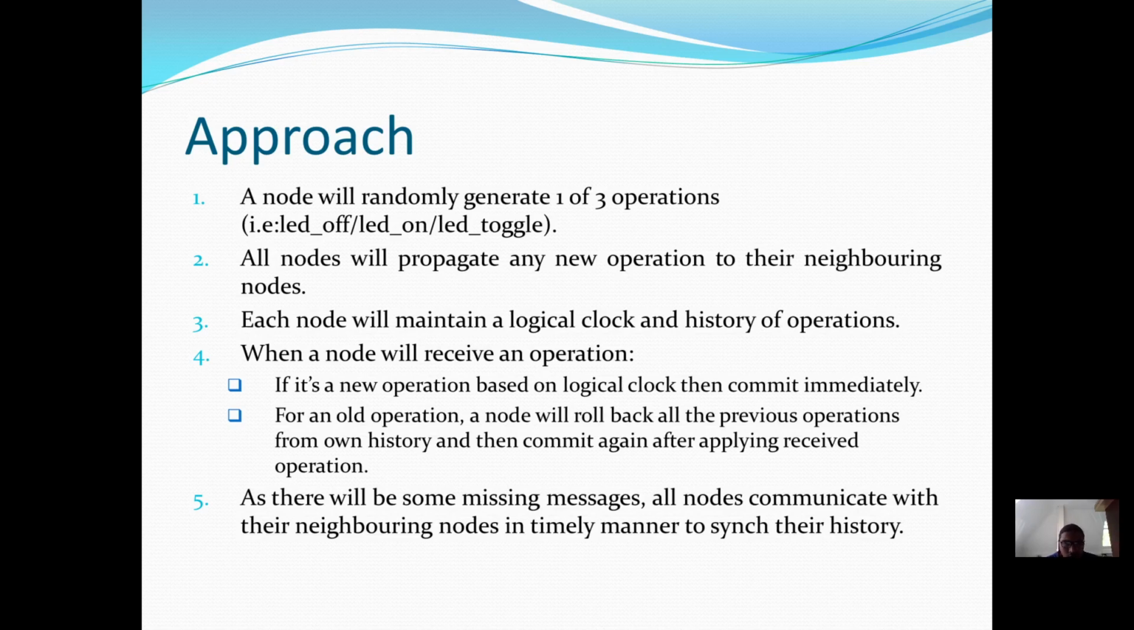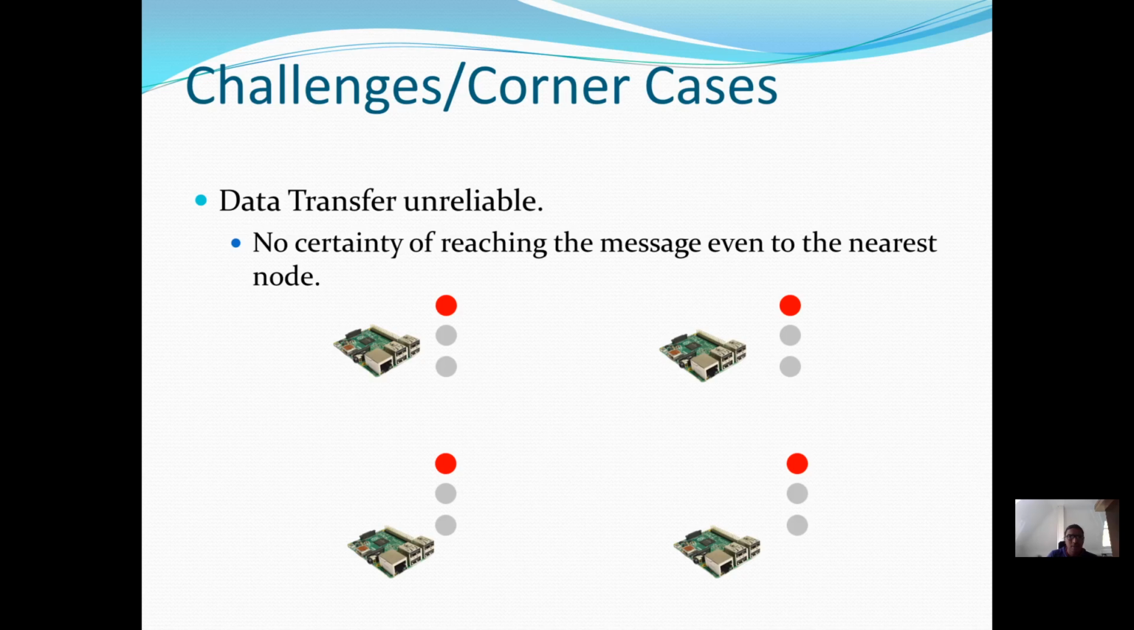And when a node receives an operation, it will work with two different cases. If it's a new operation based on the logical clock, then it commits immediately. And if it's an old operation, then the node will roll back all the previous operations from its own history and then commit again after applying the received operations. As there will be some missing messages, all nodes communicate with their neighboring nodes in a timely manner to sync their history. So now I'm going to talk about some challenges and corner cases of this solution.